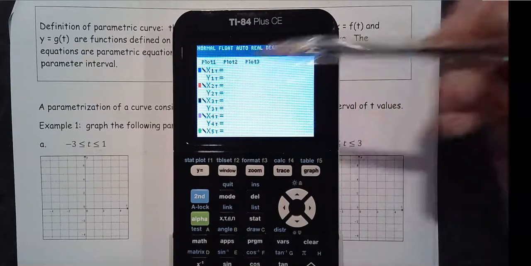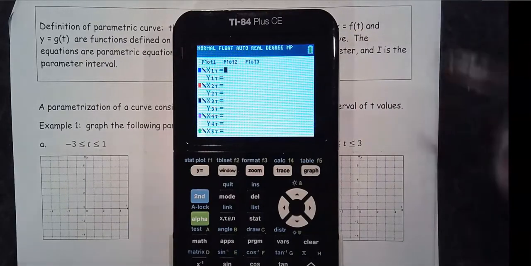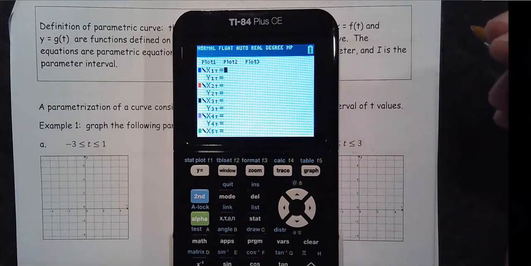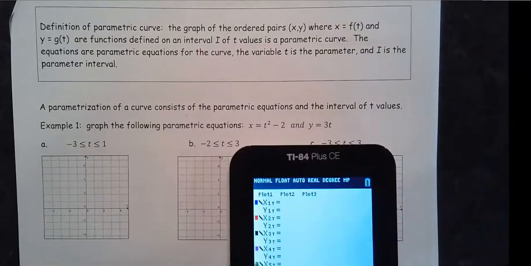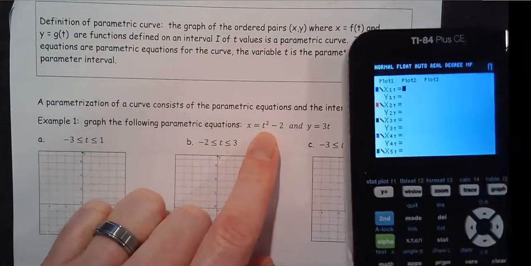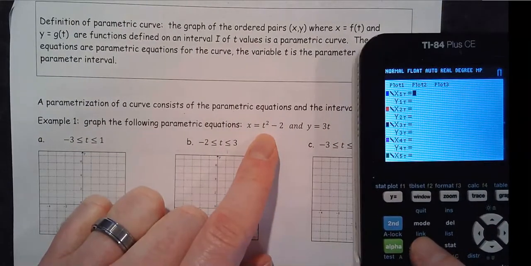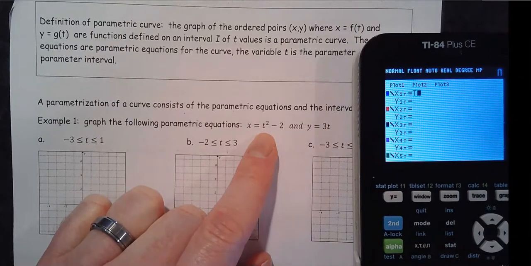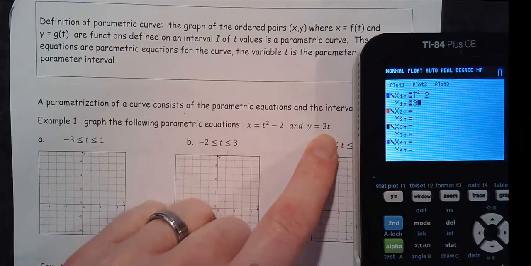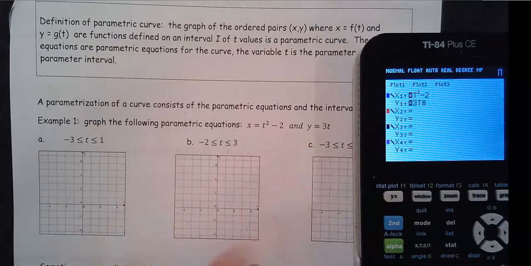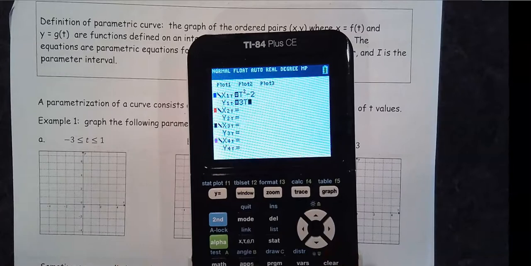We're going to do the x and the y, and they're different functions, both in terms of t. So for this one, I want to do t squared minus 2, and when I hit my variable button, it used to give you an x, well now it gives you a t. So x is t squared minus 2, y is 3t, and then I'm going to go to my window on this one.